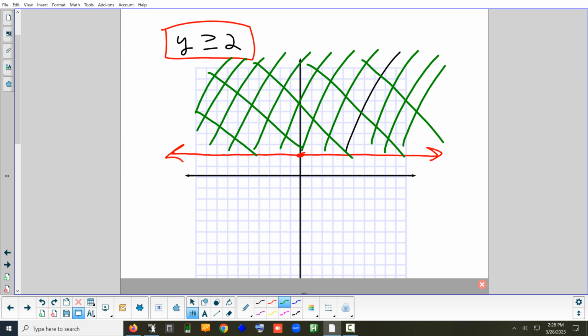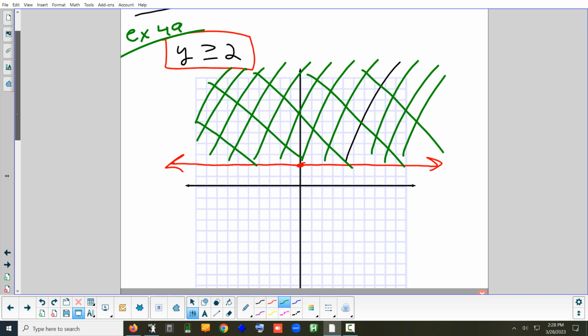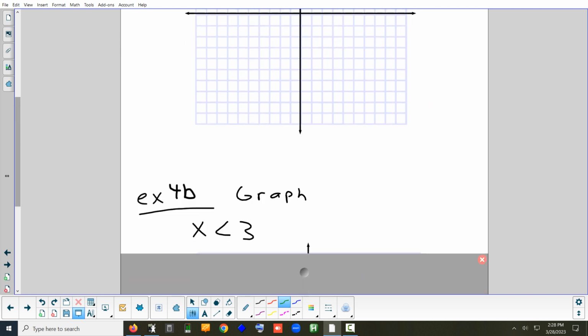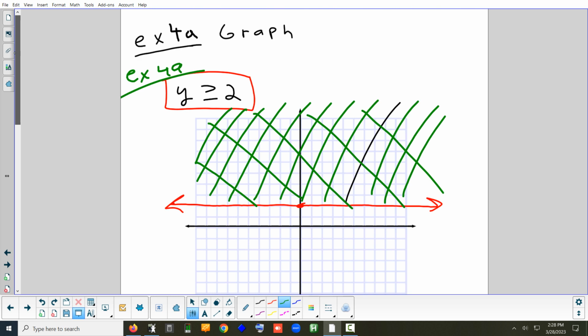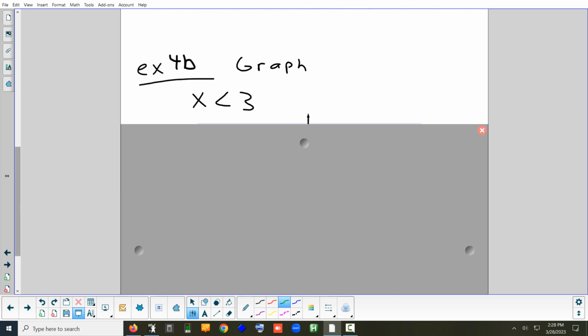Okay, so that was example 4A. Now let's finish up with 4B.